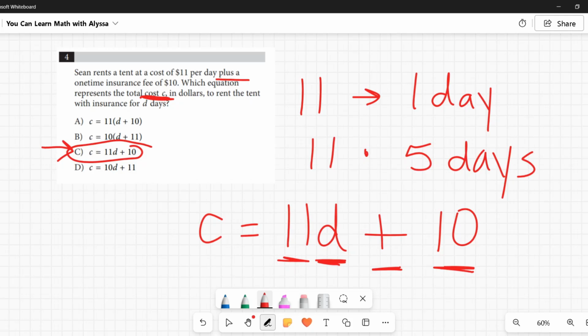And see, when you look at the other answers, they give 11 times D plus 10, 10 times D plus 11, and 10D plus 11. Because they are so close when you look at them visually, that's why I think it's easier to just do it yourself first and then compare it. Because if you just glance at it, one of those may look correct because they are very similarly written, and then you can end up getting it wrong.